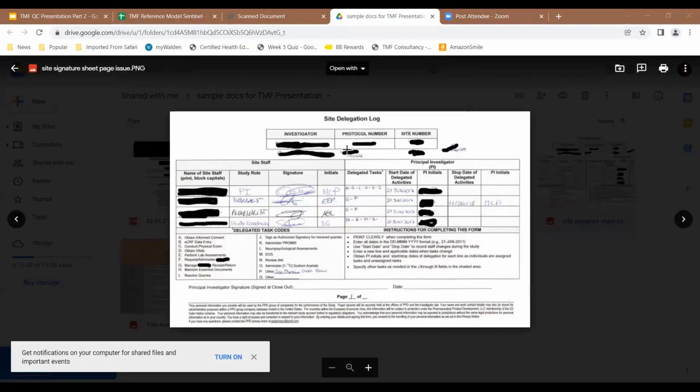Oh, okay. So basically, this is the site delegation log. And you can see this is where the name, and they say their role, and they sign it, and they put their initials because they are going to initial other documents. This is kind of like where you check if this is the right person. And then they delegate certain tasks. And then down here, there's the different delegation codes. And based on this, you can see who has what and kind of what they should be doing.